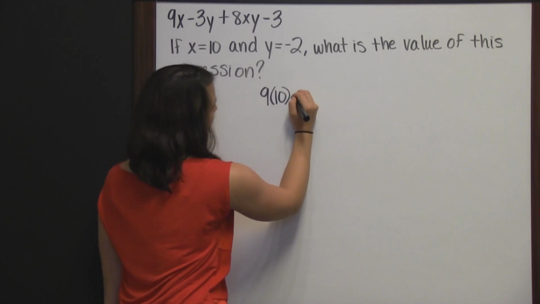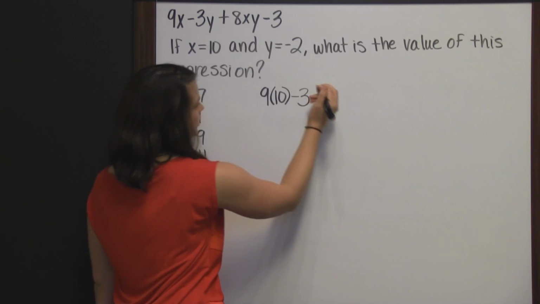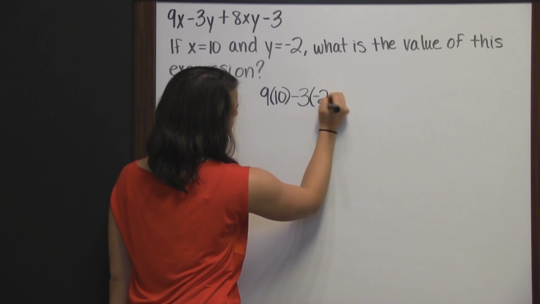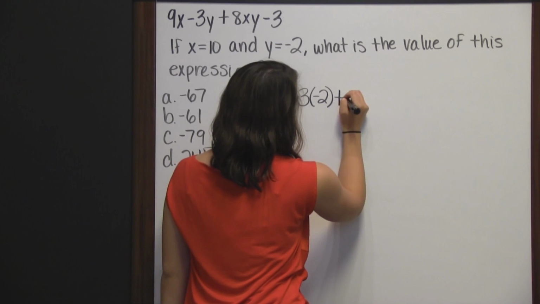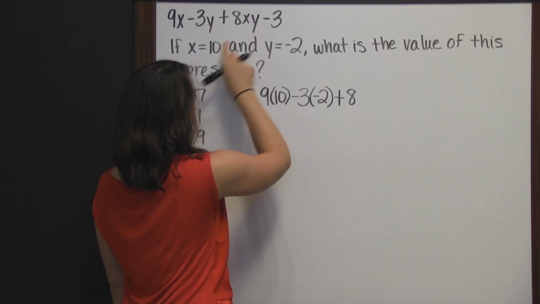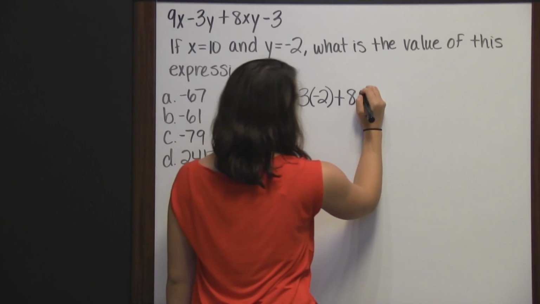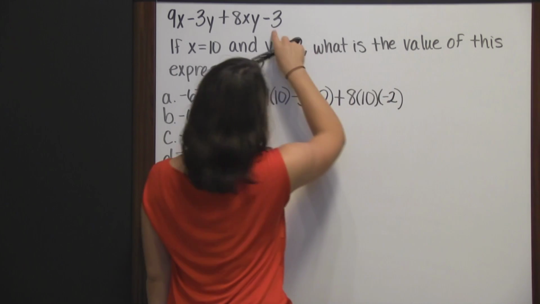minus 3 times y, and we're replacing y with negative 2. Plus 8 times x times y, so times 10 times negative 2, minus 3.